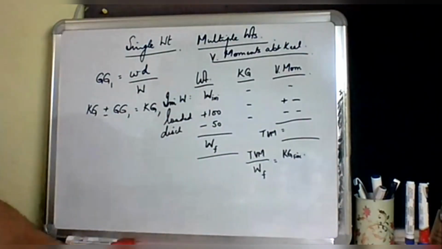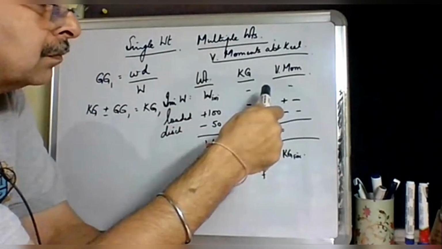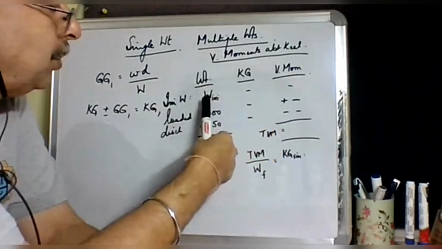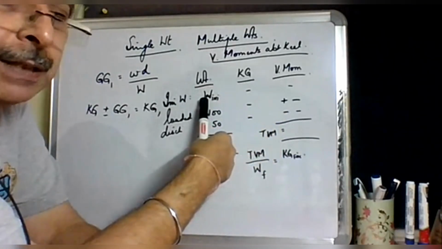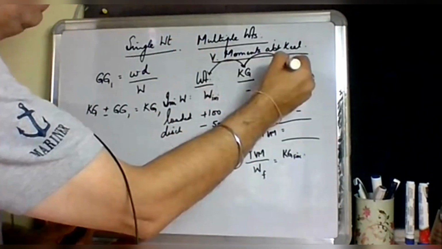Sir, please explain once more, the vertical moments part. Yes, sir. So the initial displacement of my ship I know. Initial KG I know. Displacement into KG will give me vertical moments.